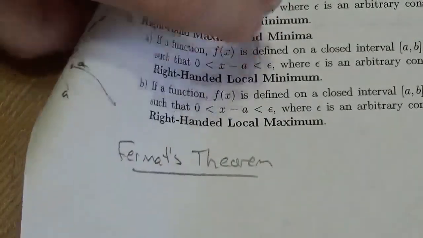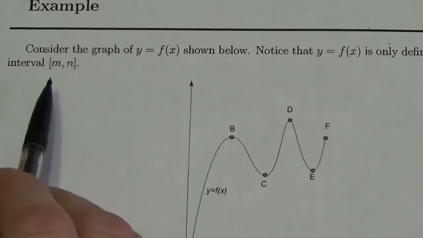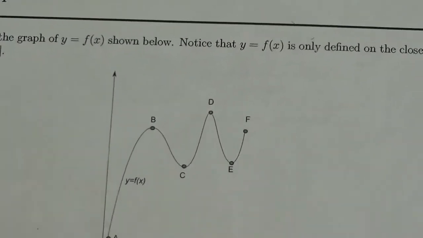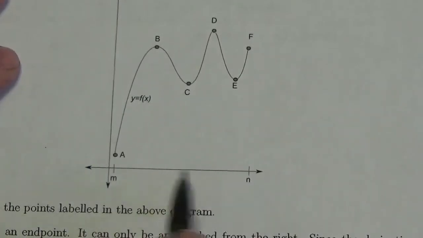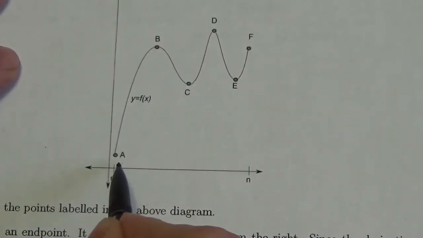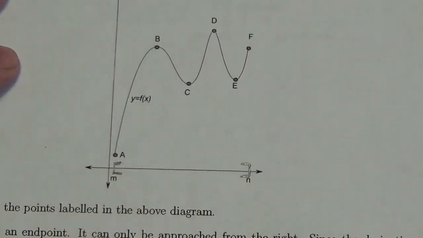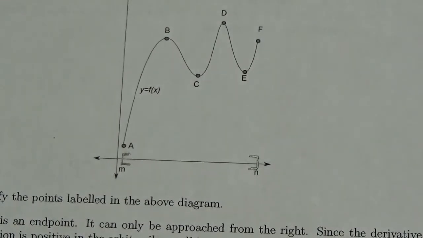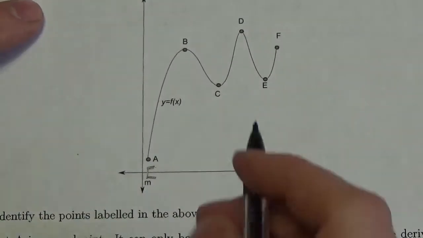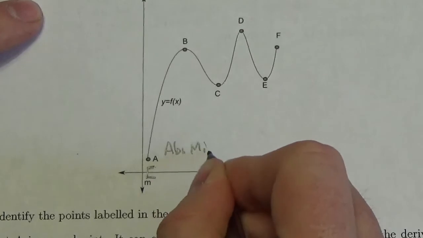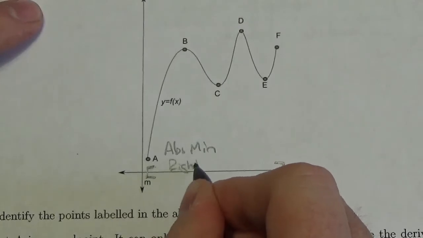Let's just take a look now at an example. So consider the function shown below. So here's your function, kind of wiggles around like this. It's defined on the closed interval m to n, so we are including the endpoints. We might even draw little square brackets there just to indicate that it's being included, if that helps. So what we want to do is identify what's going on with each of these points. So for example, a would be an absolute min. Okay? But it's also a right-handed min.